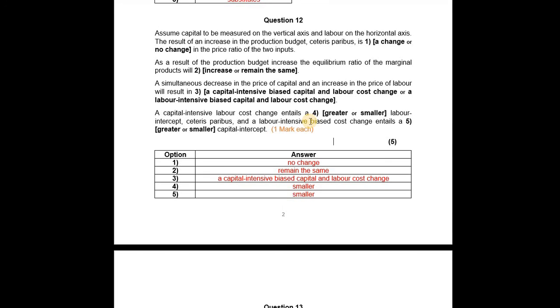If a production is capital intensive, the intercept for labor will be smaller, and the intercept for capital will be high. But in a case where production is said to be labor intensive, the intercept for capital will be small, and the intercept for labor will be high.